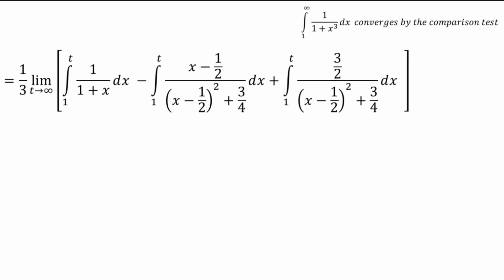So let's look at those integrals. And again, the first integral, I'm going to just use my table of antiderivatives to get the natural log. The second integral, I'm going to use u substitution with u equals x minus 1/2. And the third integral, I'm going to use the antiderivative of arctan, or my arctan rule for the antiderivative of 1 over x squared plus a squared.